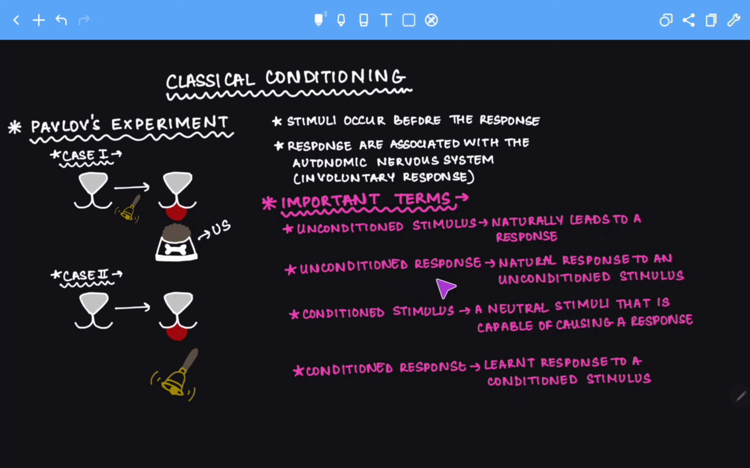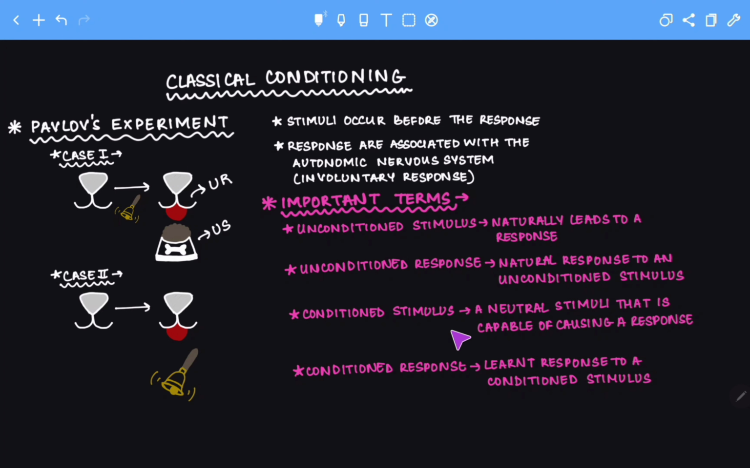Next is unconditioned response. Unconditioned response is the natural response that the individual will give to the unconditioned stimulus. Here the natural response is the dog salivating. So this is the unconditioned response.